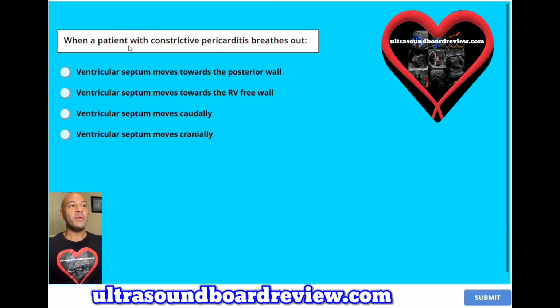Question 137. When a patient with constrictive pericarditis breathes out, A. Ventricular septum moves towards the posterior wall? B, ventricular septum moves towards the RV free wall? C, ventricular septum moves caudally? Or is it D, ventricular septum moves cranially? The answer is B, ventricular septum moves towards the RV free wall.